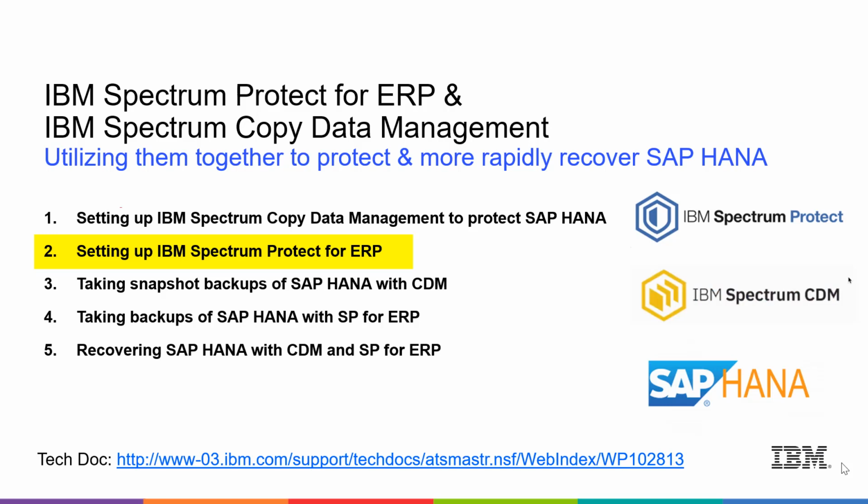By using these two together, you're able to rapidly restore the snapshot from Copy Data Management and then on top of that apply the redo logs that Spectrum Protect for ERP has backed up. And so this gives you a more rapid way to restore your SAP HANA database and more restore points to choose from. I'm going to be going through these 5 videos, and these 5 videos generally follow the tech doc, which is listed here at the bottom. This video is going to look at how to set up IBM Spectrum Protect for ERP.